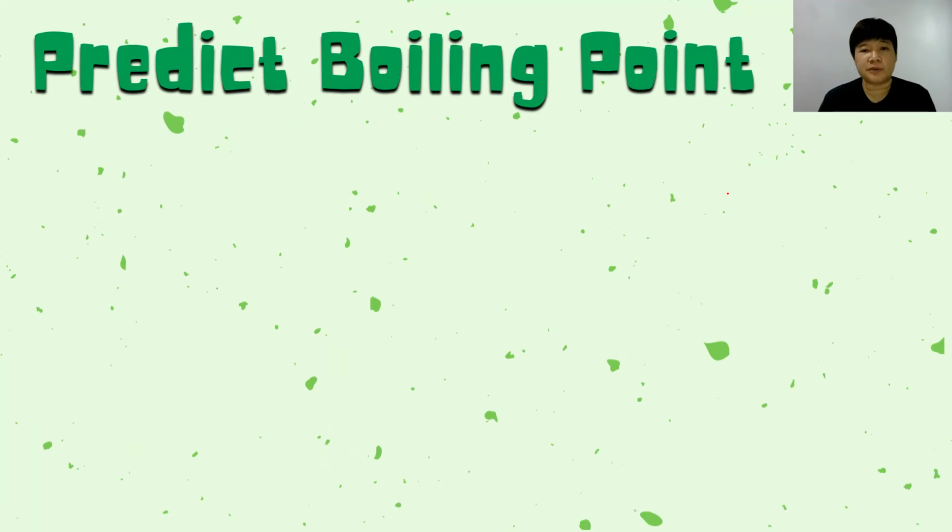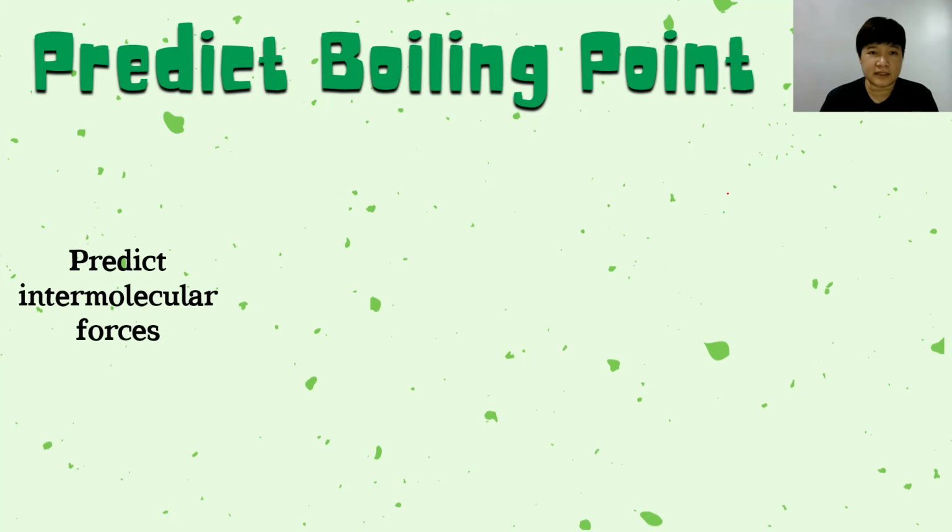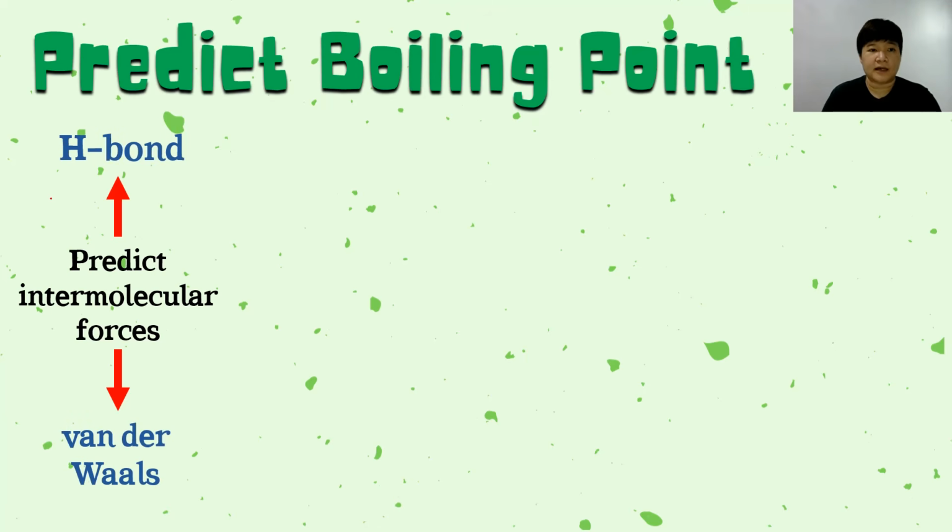How can we predict the boiling point of a list of molecules? If the question gives you a few molecules, how do I know which one has a higher boiling point and which one has a lower boiling point? Simple. First and foremost, you need to predict the intermolecular forces. We have two types: hydrogen bond or van der Waals forces. Obviously, the one having hydrogen bond will have a higher boiling point straight away, and the one having van der Waals forces will have a lower boiling point, because hydrogen bond is stronger than van der Waals forces.